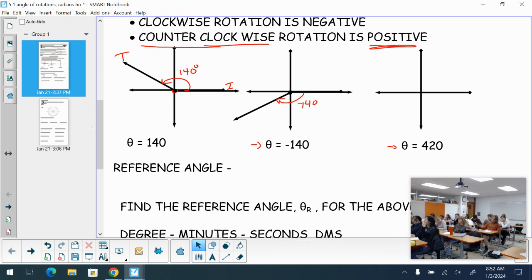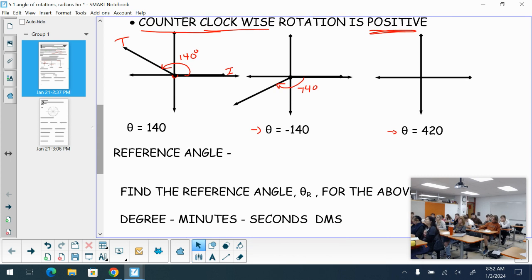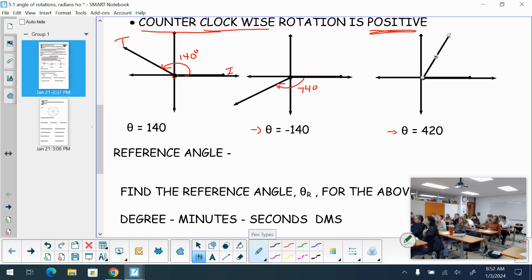420 degrees. Jacob, where is our terminal side with 420 degrees? Quadrant number 1, where if I rotate 90, 180, 270, 360, this gives me 450. So I'm up here in quadrant number 1. So we have a rotation of 420 degrees. Here's my terminal side. Here's my initial side.